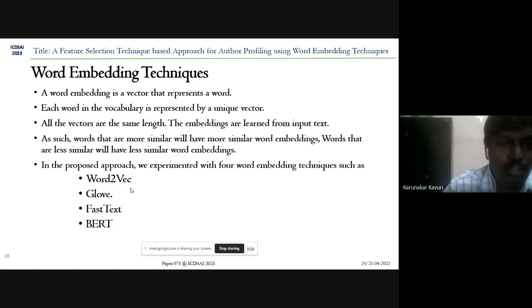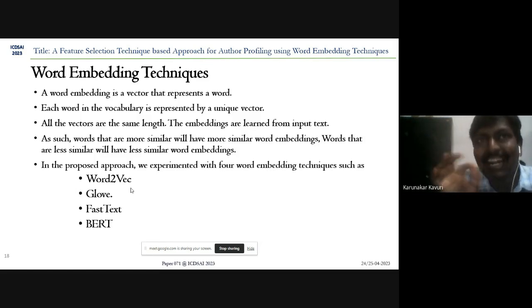Later, the GloVe model is a global vector. Whatever drawbacks there are in word2vec can be rectified in the GloVe model. Then fastText was developed by Facebook. One of the other team members proposed this fastText. All those 3 give 300 dimensions for each and every word.